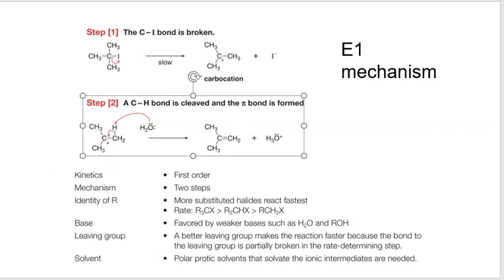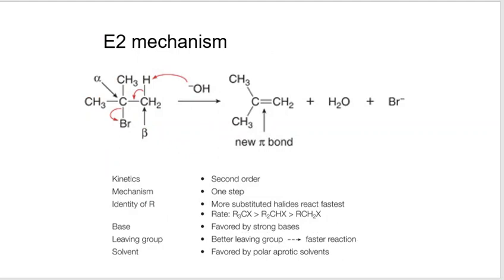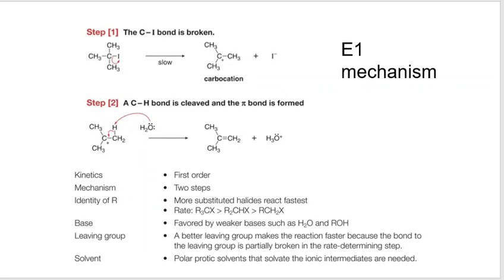One thing to notice that's different between the E2 and E1 is that the E2 mechanism has a strong base that's really initiating this reaction. In the E1 mechanism, the base is weaker, it's just water, and so it's kind of patient. It hangs out and it waits for the carbocation to form, and then it removes the proton.